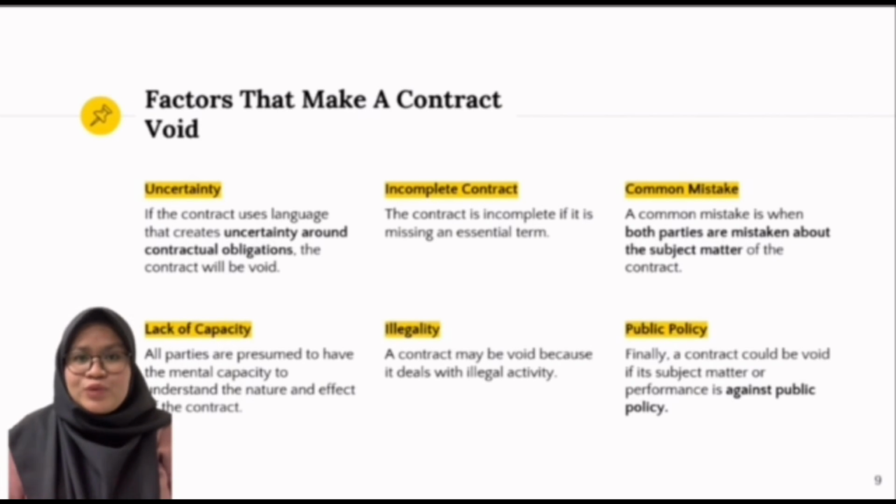The last factor is public policy. Finally, a contract could be void if the subject matter or performance is against public policy. For example, you cannot create a contract that involves slavery.